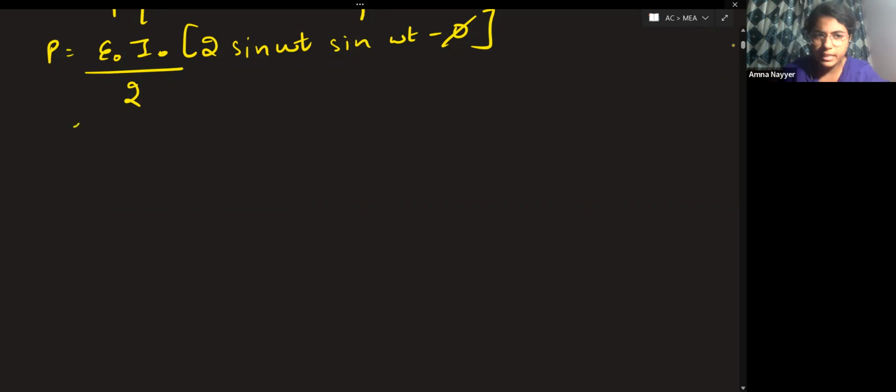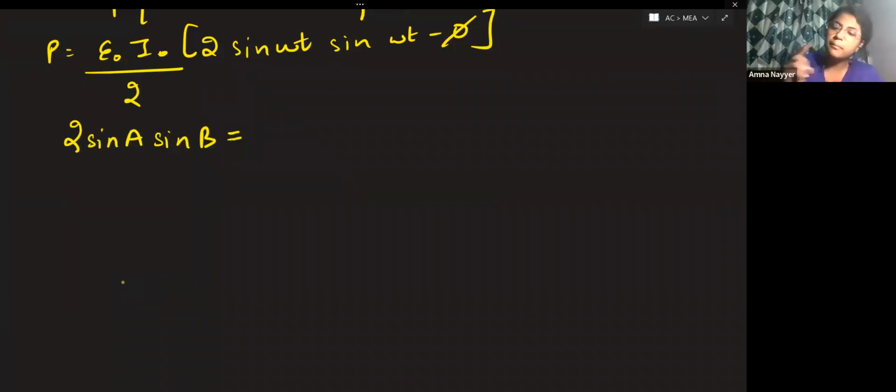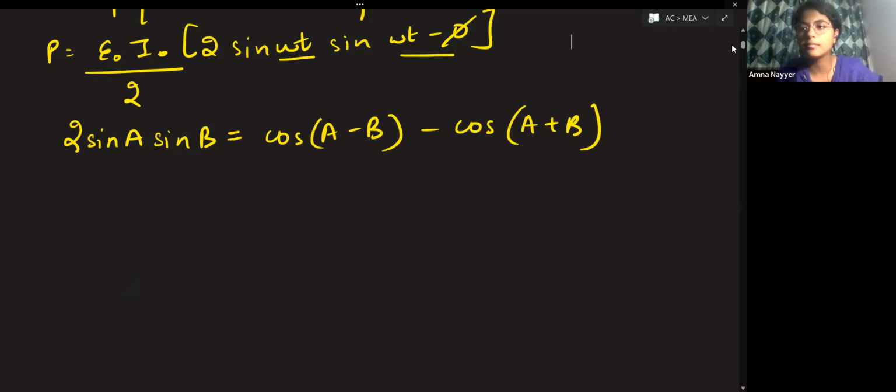Now, one identity is here. Mathematics students must be aware. 2 sine A multiplied by sine B. Anyone has any idea? This is actually cos A minus B minus cos A plus B. This is the identity. So let's put it, 2 sine A multiplied by sine B, so we can directly write this.